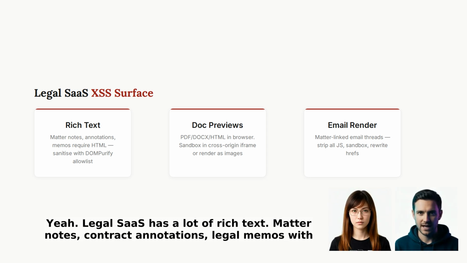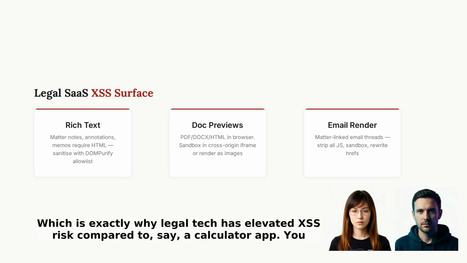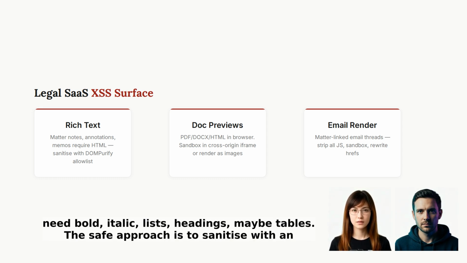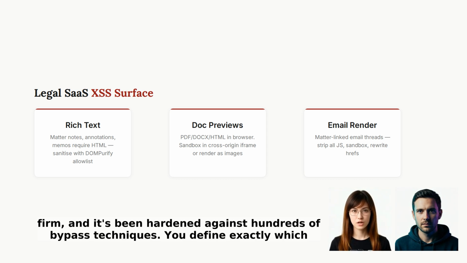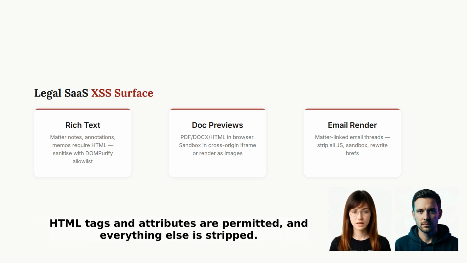Yeah, legal SaaS has a lot of rich text: matter notes, contract annotations, legal memos with formatting. Which is exactly why legal tech has elevated XSS risk compared to, say, a calculator app. You need bold, italic, lists, headings, maybe tables. The safe approach is to sanitize with an allow list. DOMPurify is the industry standard. It's maintained by Cure53, a security research firm, and it's been hardened against hundreds of bypass techniques. You define exactly which HTML tags and attributes are permitted, and everything else is stripped.